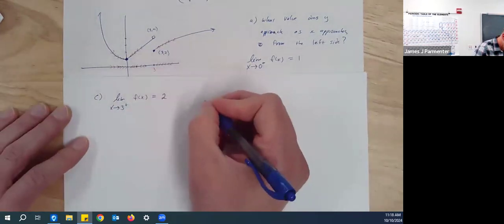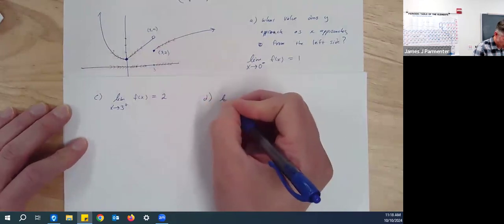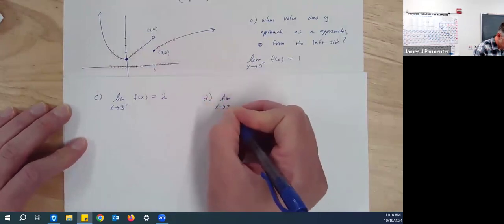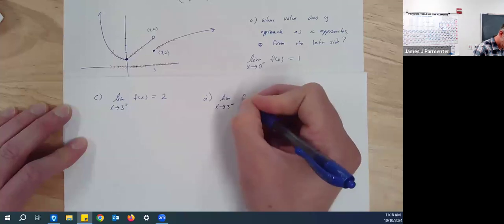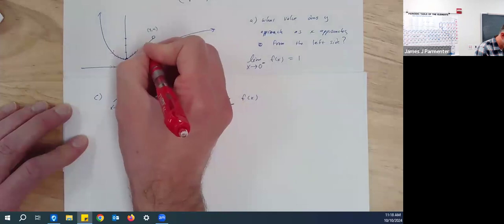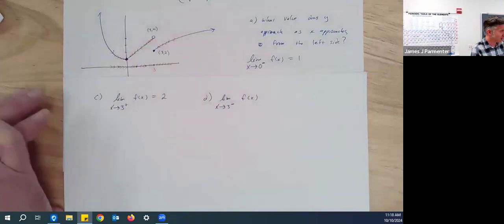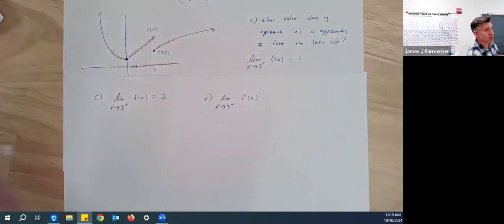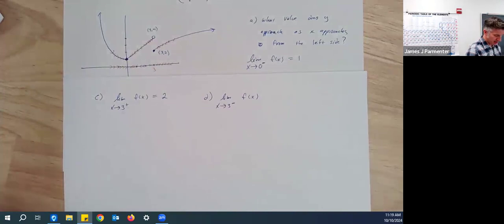And you already know what I'm going to ask next. What about what happens as x approaches 3 from the left-hand side? Yeah, so as we approach 3 from the left, the y values are getting closer and closer and closer to 4. Do they ever actually equal 4? No. Do we care? Also no. Doesn't matter that we don't actually get to 4. It just matters that we get super close to 4, right?